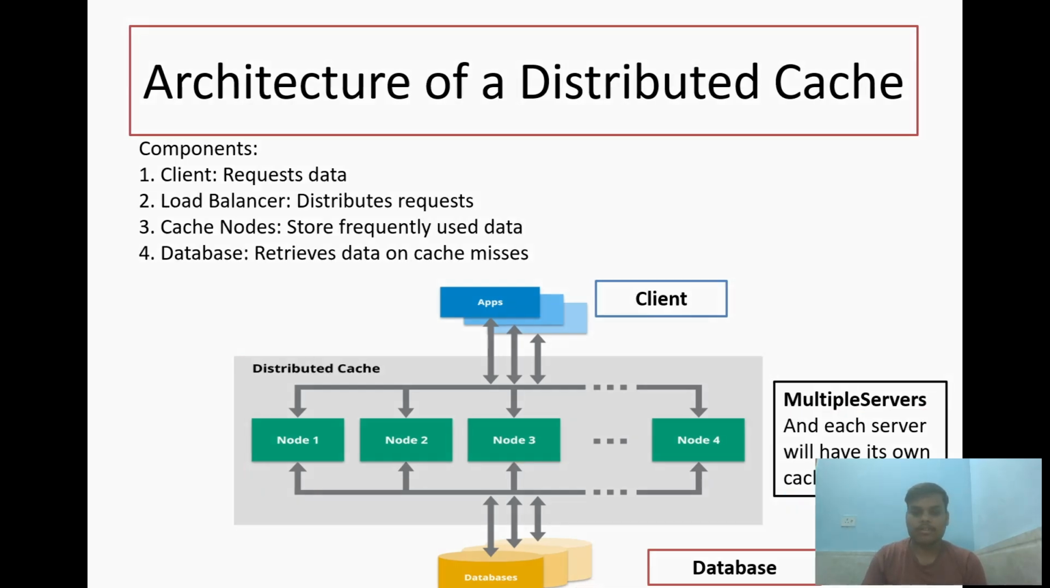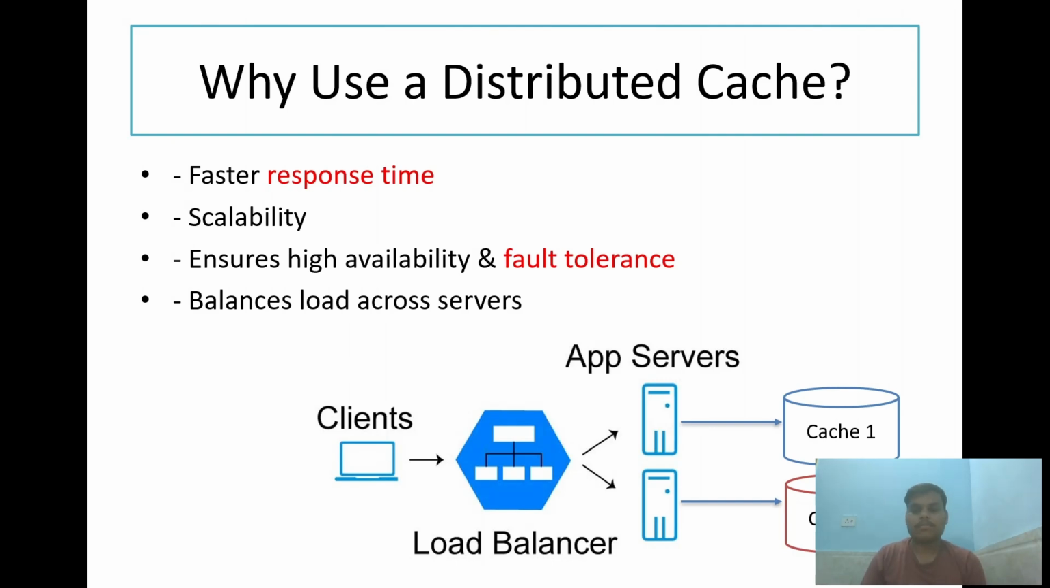Okay, now we will understand why we use a distributed cache. First of all, the main advantage of using a distributed cache is that we get faster response time. Response time is the time which the server takes to fetch the data from the database and give it back to the client. So the time taken is the response time. So distributed cache basically reduces this response time.